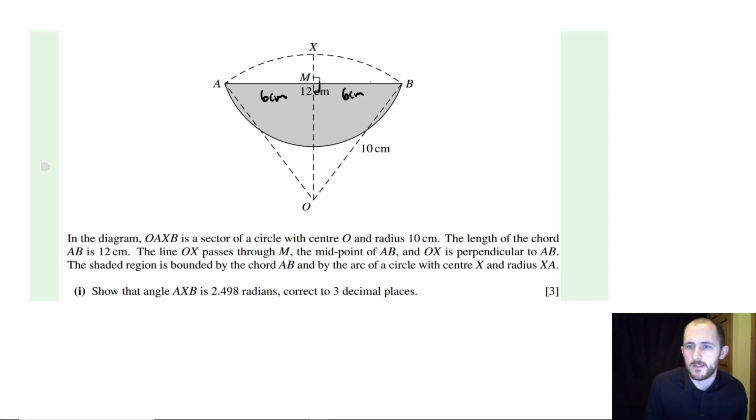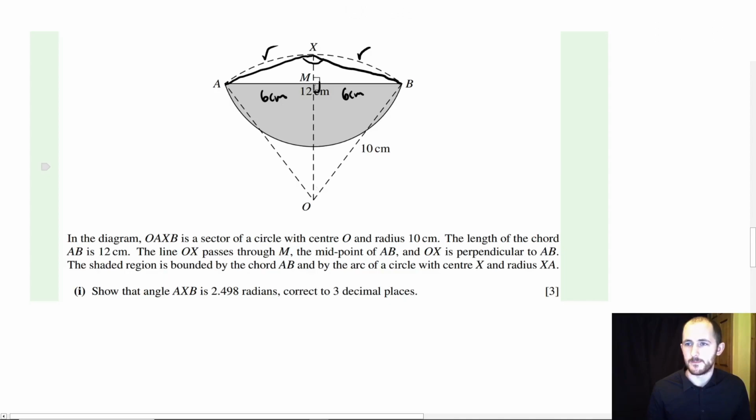So if we write this out, this here is the radius of a big arc. And we need to show that the angle AXB, which is this big angle here, is 2.498 radians correct to 3 decimal places. Okay, let's start, shall we?